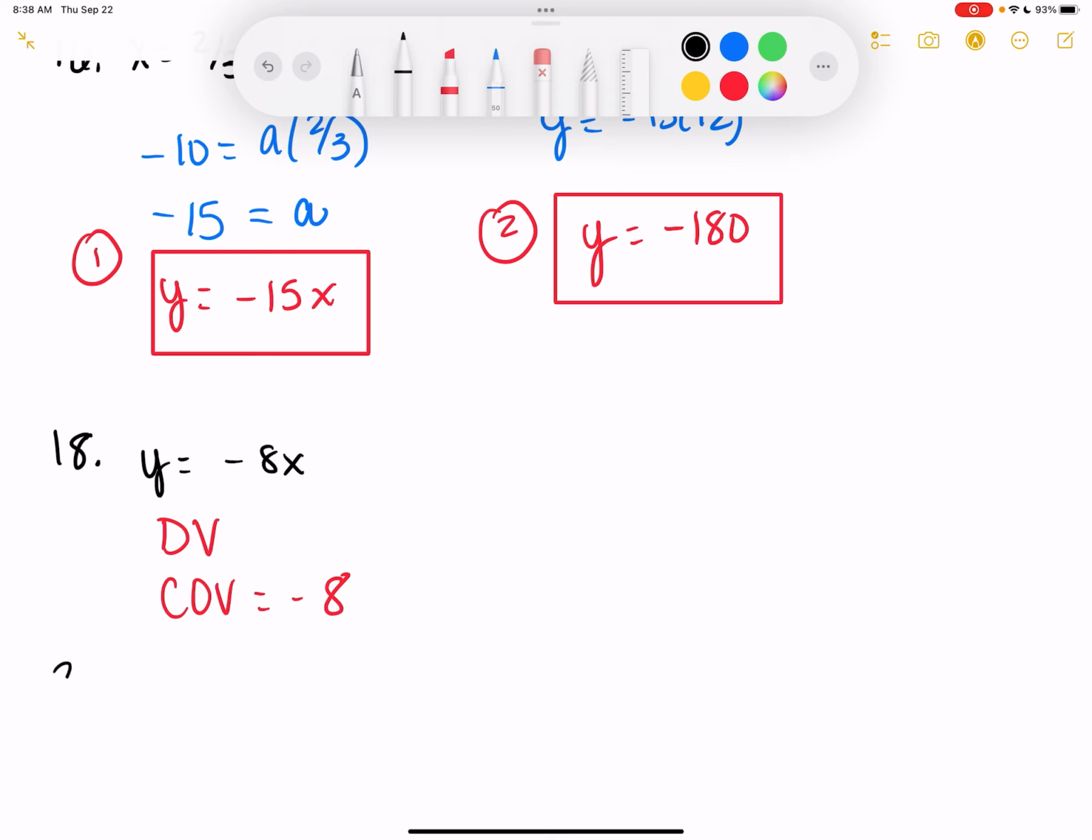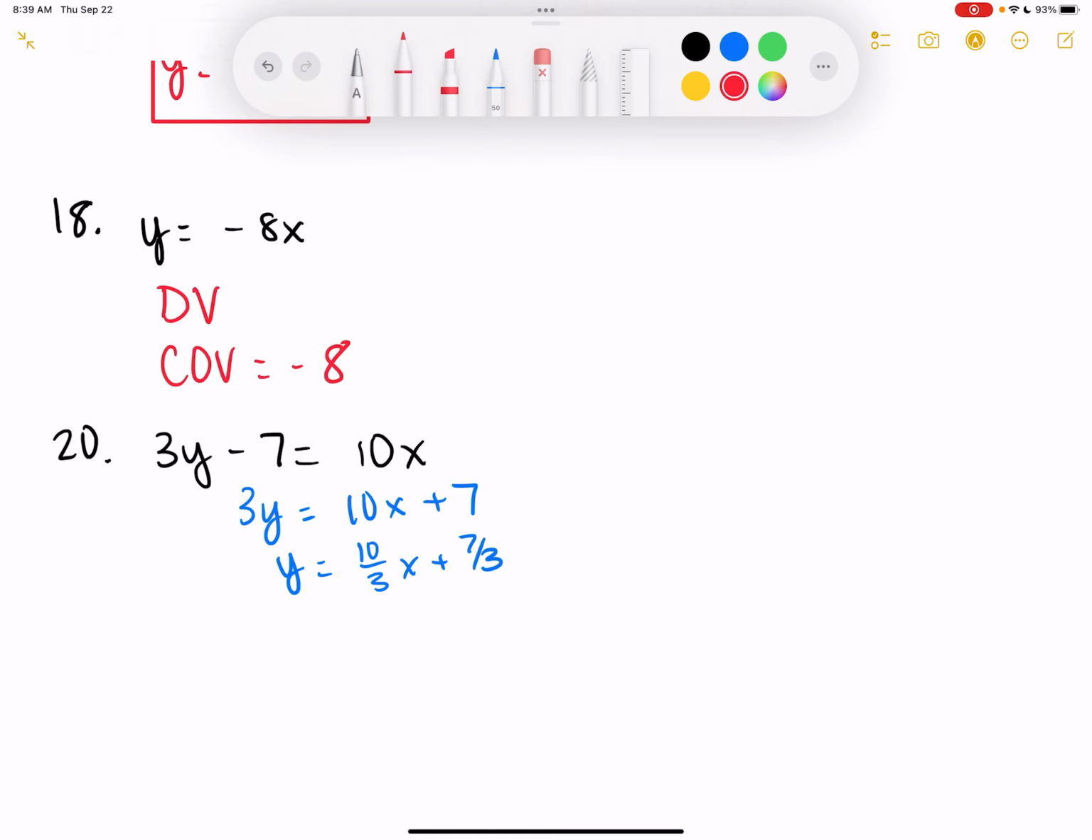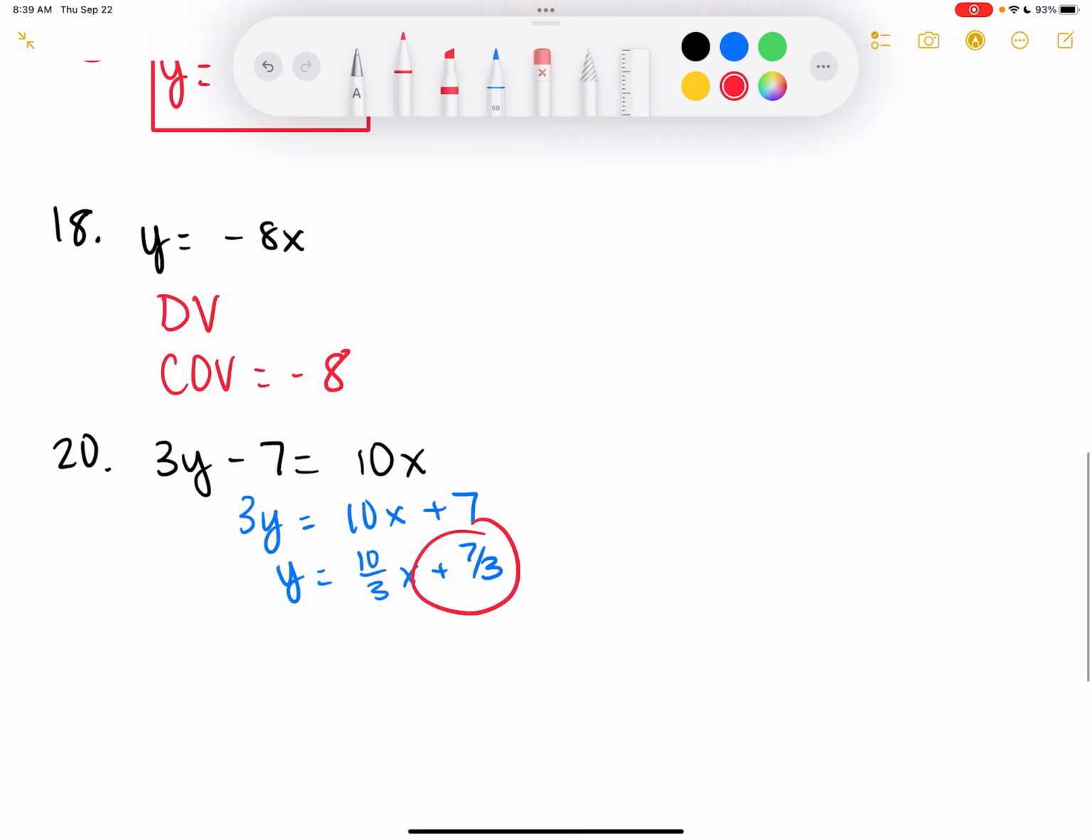How about number 20? 3y minus 7 equals 10x. No. Okay. Technically, just because it doesn't look like it initially, we do need to move stuff to verify that it's not. So 3y equals 10x plus 7, and then y equals 10 over 3 x plus 7 over 3. So as soon as you see this plus something, it cannot be direct variation.